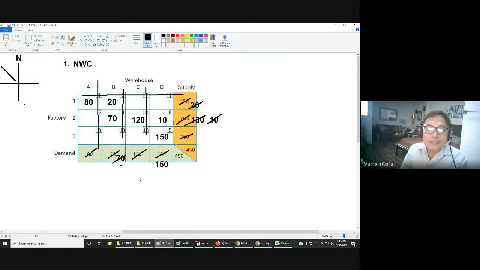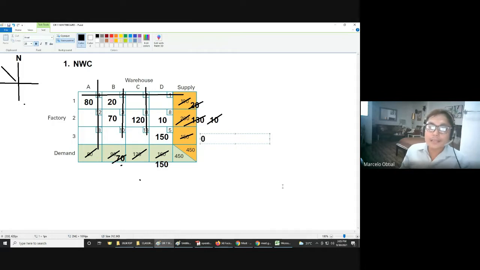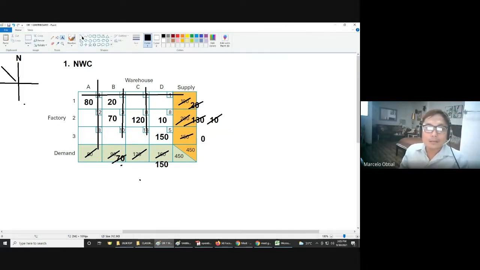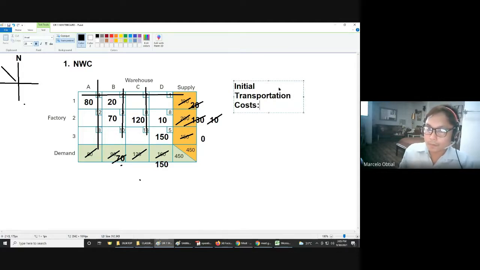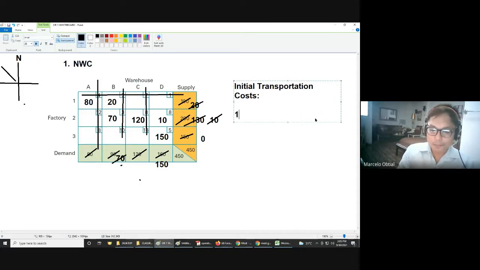So, after this, kindly make a summary, okay? Malapit sa ating table. So, please put initial transportation cost. Okay, so you will transfer 80 units to warehouse A. That will cost you 80 times 4.